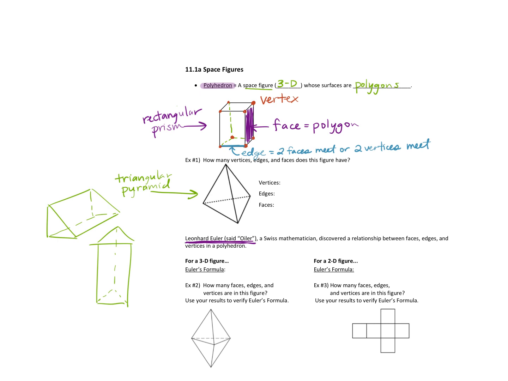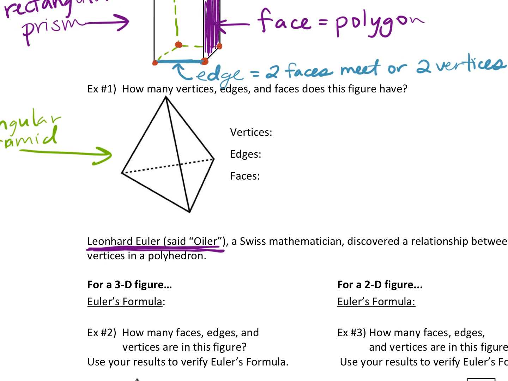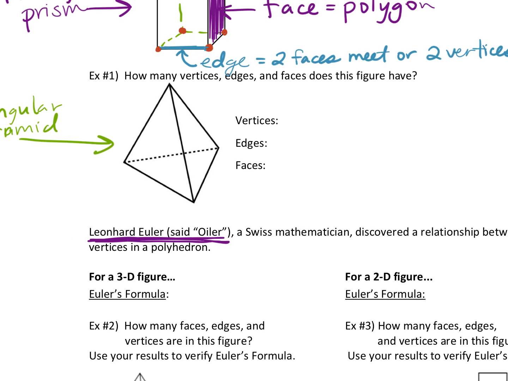Okay, so triangular prism, triangular pyramid, rectangular prism. These are words we're going to use a lot in this chapter, okay? So take a look at this. How many vertices, edges, and faces does this figure have?